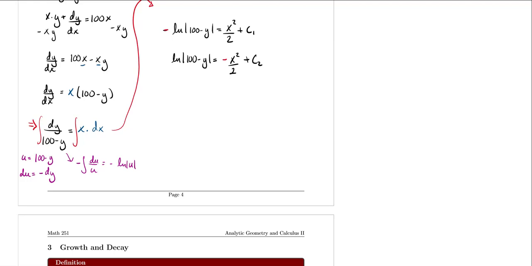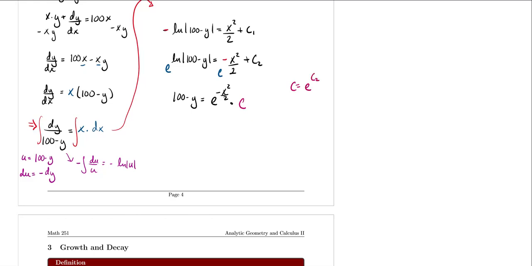Now continuing the process, we want to get the y by itself, so we can go ahead and exponentiate both sides, which will give us 100 minus y equals e to the negative x squared over 2 times, now again guys, using the same trick as before, we can separate the sum in the exponents as a product. So c times, well, just c basically. And I'll say here as a reminder that this c was equal to e to the c2.